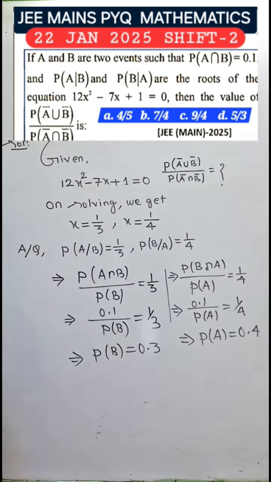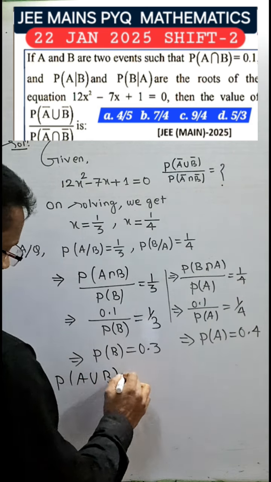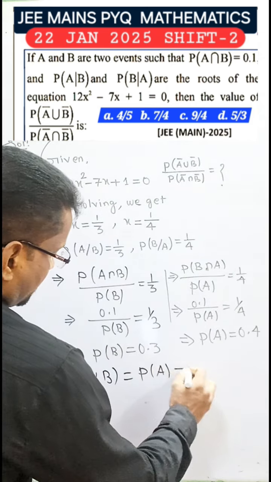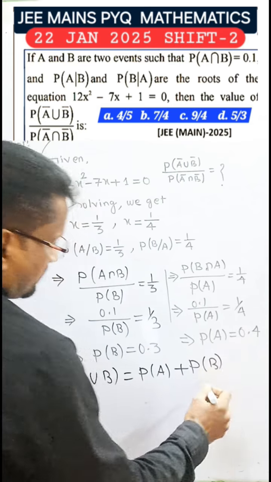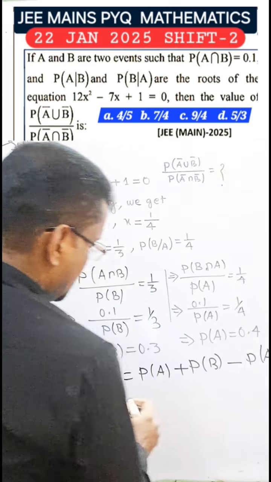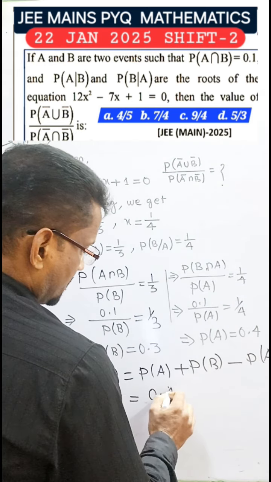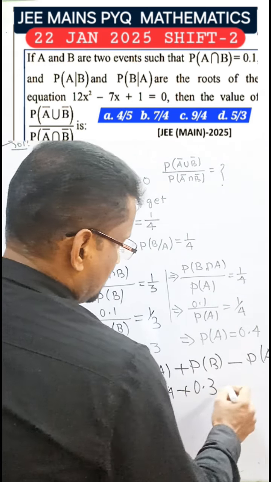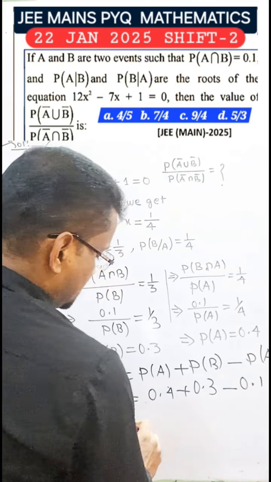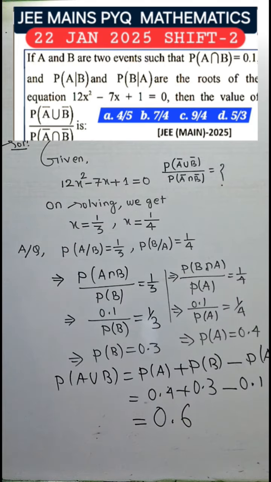Next, you have to get the probability of A union B. By definition, it is probability of A plus probability of B minus probability of A intersection B. All these values are known to us: 0.4 plus 0.3 minus 0.1, and this is nothing but 0.6. The probability of A union B is 0.6.